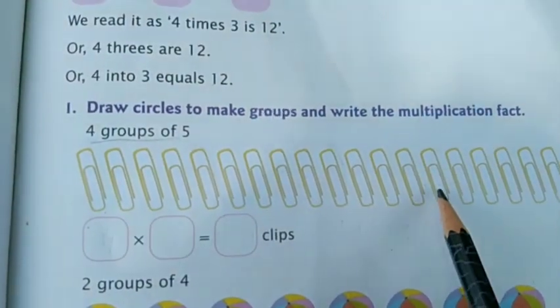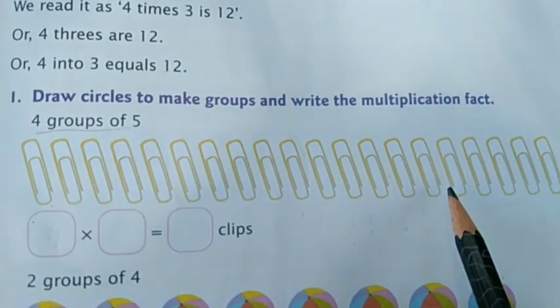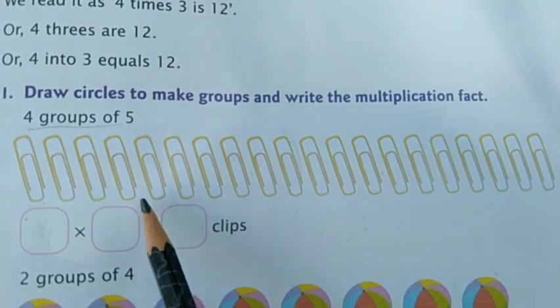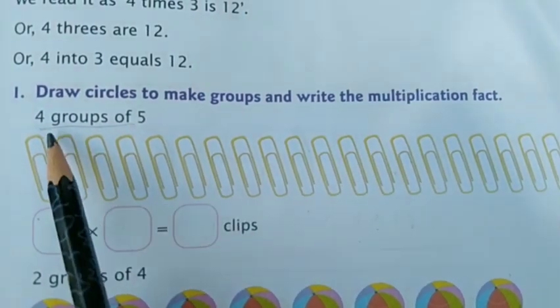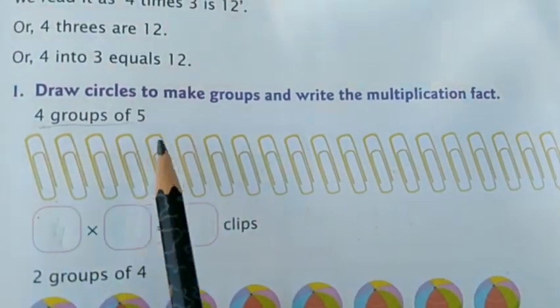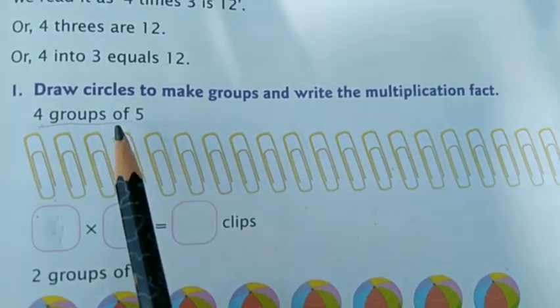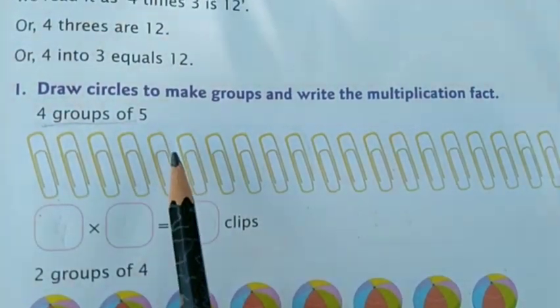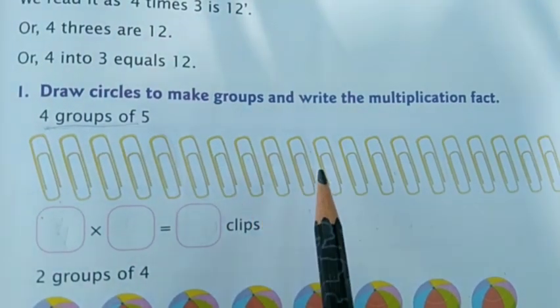Pictures of some clips are given. These are called paper clips or tie clips. You have to make 4 groups by circling 5 clips in a group. It is written here 4 groups of 5, so in each group there will be 5 clips. We'll have to make 4 groups.